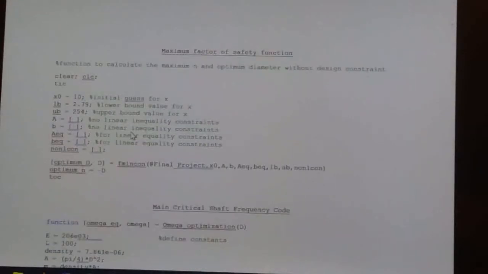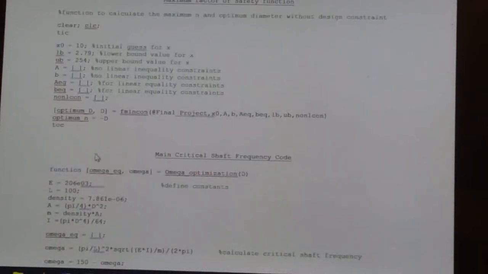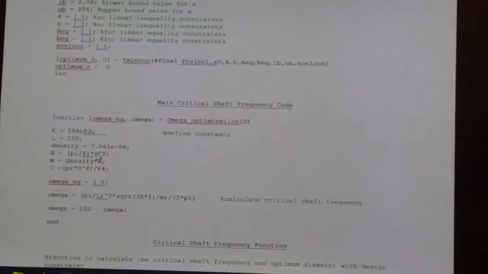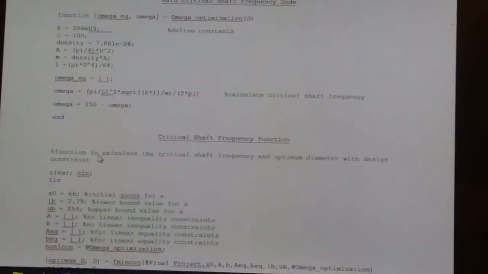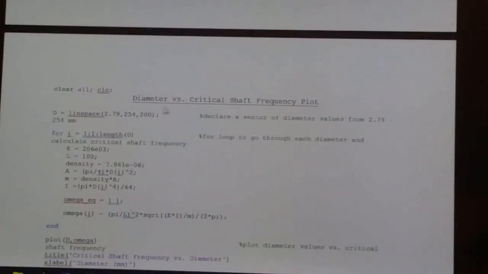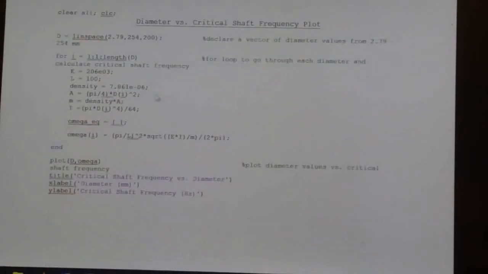And also here are the functions that I use to maximize the factor of safety, and also to see whether the critical shaft frequency is at least 150 hertz. So that about wraps things up, except for the code here for the plots of diameter versus factor of safety. Here's the code for that, and also here is the code for the diameter versus the critical shaft frequency plot, which I showed earlier.